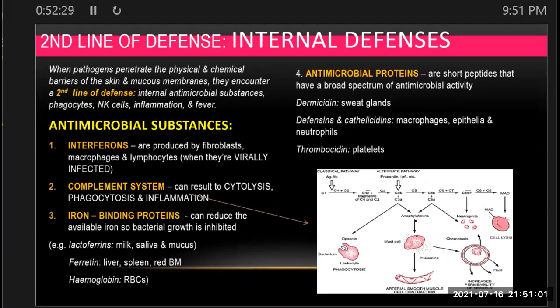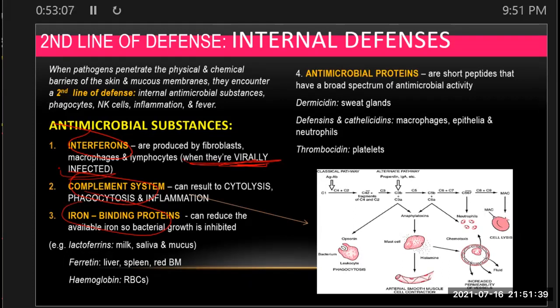Next, second line of defense, internal defenses. We have antimicrobial substances in the form of interferons, the complement system, and iron-binding proteins. What are the functions of the interferons? They are secreted glycoproteins produced by cells in response to, take note, virus infection, when the cells are virally infected, or other stimuli, and they induce an antiviral state in cells bearing interferon receptors. In this way, interferons restrict virus replication and spread before an adaptive immune response is developed.